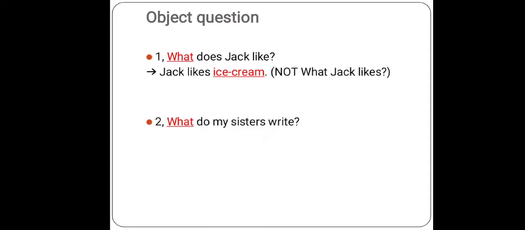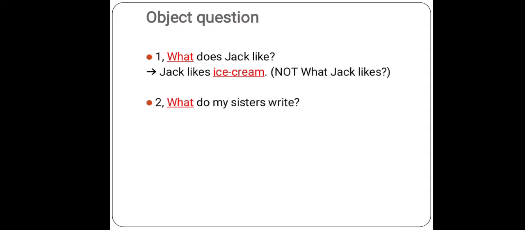Ice cream is the object of the verb. What do my sisters write? What do? So here we have do because we have my sisters as a subject, it's plural, but for Jack, who is singular, we use does. Again, it's another lesson. Now focus on the question, what? My sister writes short stories.